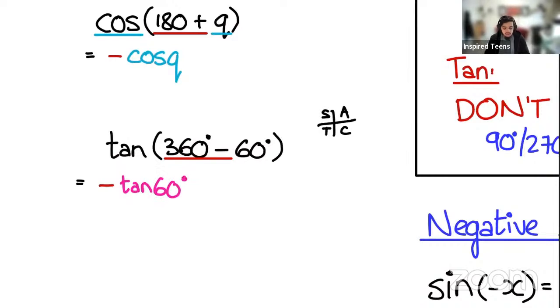Now, tangent 60, I know the value of. Tangent 60 is equal to root 3. So this final answer is going to be equal to negative root 3. Whereas if you did it the other way, you wouldn't get root 3.